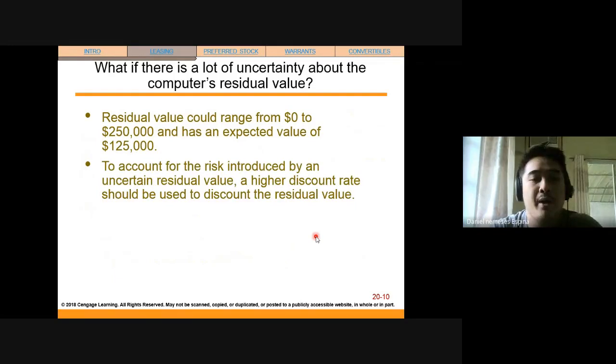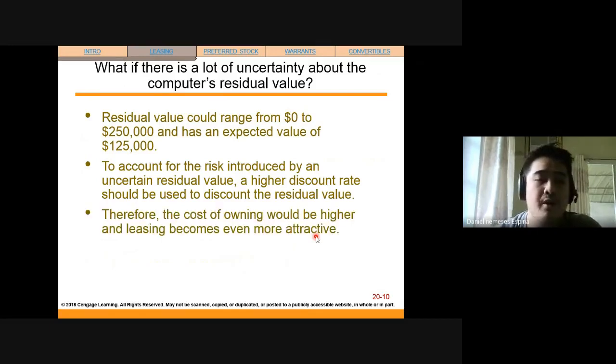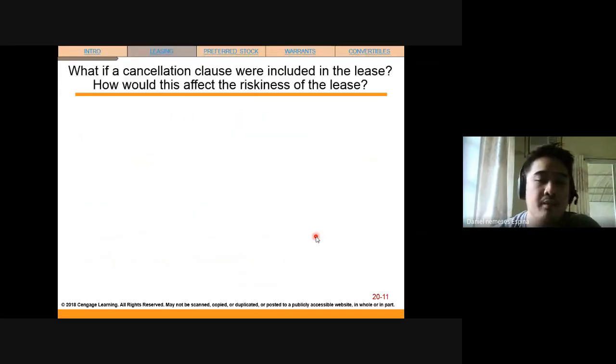To account for the risk introduced by an uncertain residual value, perhaps you can use a higher discount rate to discount the residual value. So we can use a higher discount rate to compute the present value of the residual value. Even so, the cost of owning would still be higher compared to leasing.